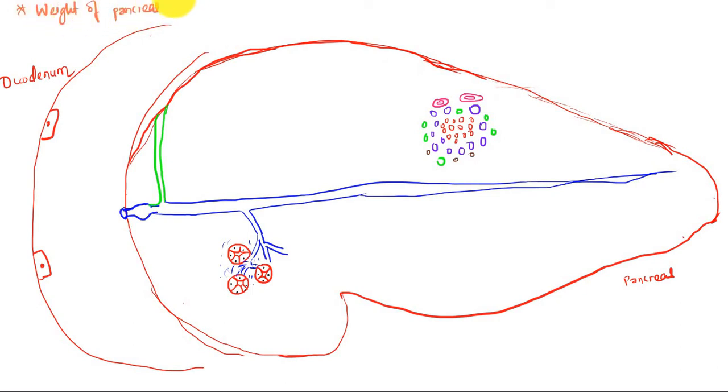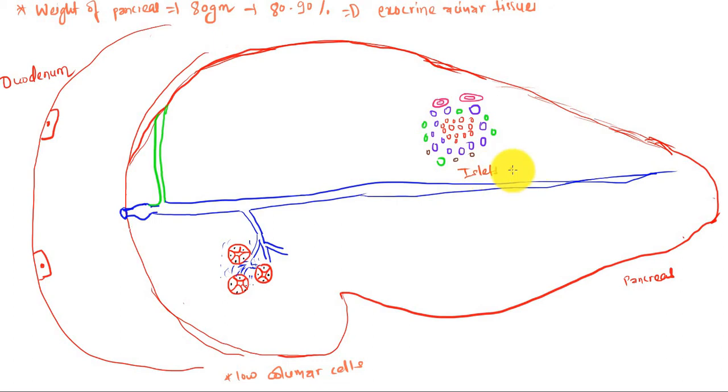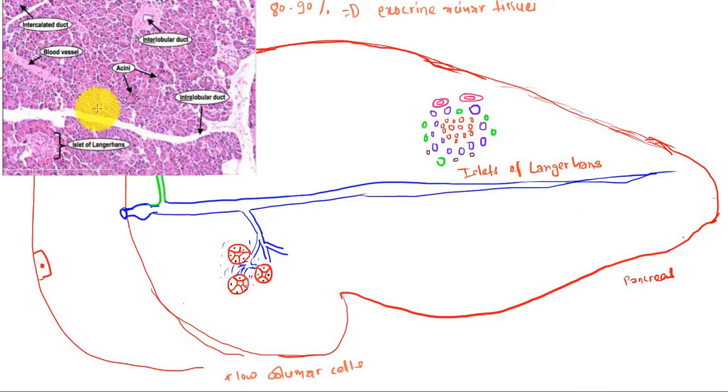The weight of the pancreas is approximately about 80 grams, and about 80 to 90% of it is exocrine acinar cells. These are exocrine acinar cells which are lined by low columnar cells and open into the duct through intralobular and then interlobular ducts. And here are the islets of Langerhans, which have endocrine function. So this is the microscopic anatomy.